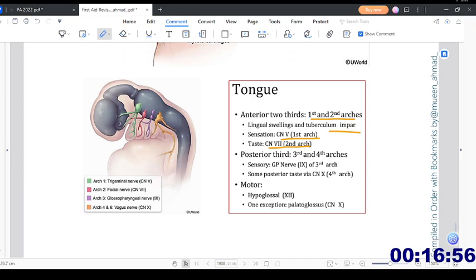Sensory supply is by the glossopharyngeal nerve, or the ninth cranial nerve, of the third arch, and some posterior taste may be taken by cranial nerve 10, that is from the fourth arch. The motor supply is by the hypoglossal nerve, that is cranial nerve 12, and only one exception is there: palatoglossus will be supplied by the vagus nerve. Other than that, the hypoglossal nerve is going to supply all of the musculature of the tongue.